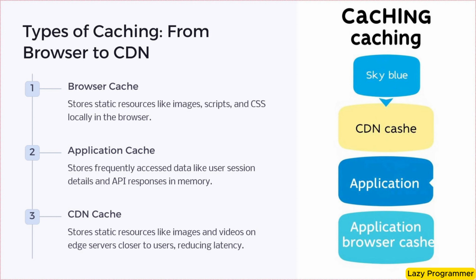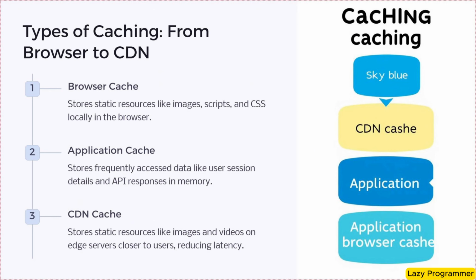Similarly, caching can also be implemented at the backend service level using in-memory tools like Redis or Memcached. This is known as application level caching. Frequently accessed data such as user session details, API responses, or pre-computed query results can be stored in memory. It can significantly reduce the number of database queries and improve the response time.